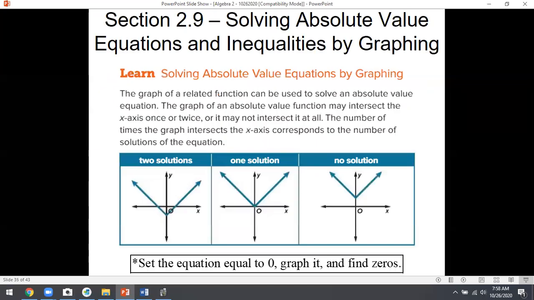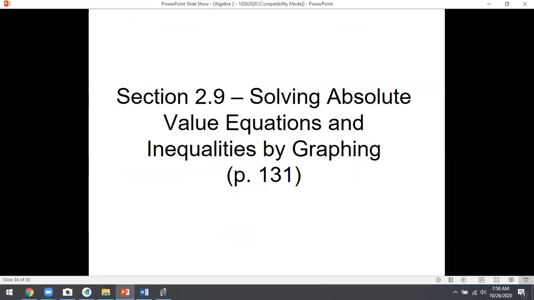Today, the last section we are talking about is section 2.9. Solving absolute value equations and inequalities by graphing. No matter what ugly thing you're ever given in life, you can usually solve it by graphing, as long as you know how to set it up. At the very beginning of this unit, they had a section where you solved linear equations by graphing, and the theme was you set equal to 0, you graph it, and you see where it crosses the axis.